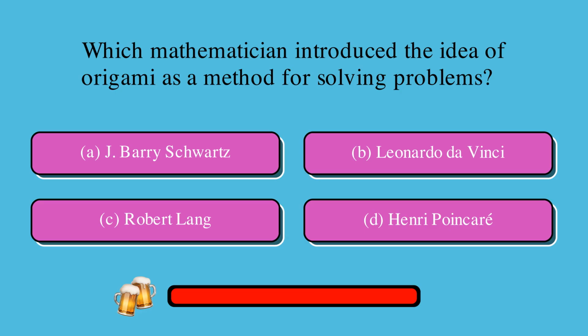Which mathematician introduced the idea of origami as a method for solving problems? Is it A, J. Barrie Schwartz, B, Leonardo da Vinci, C, Robert Lang, or D, Henri Poincaré? The correct answer is A, J. Barrie Schwartz.